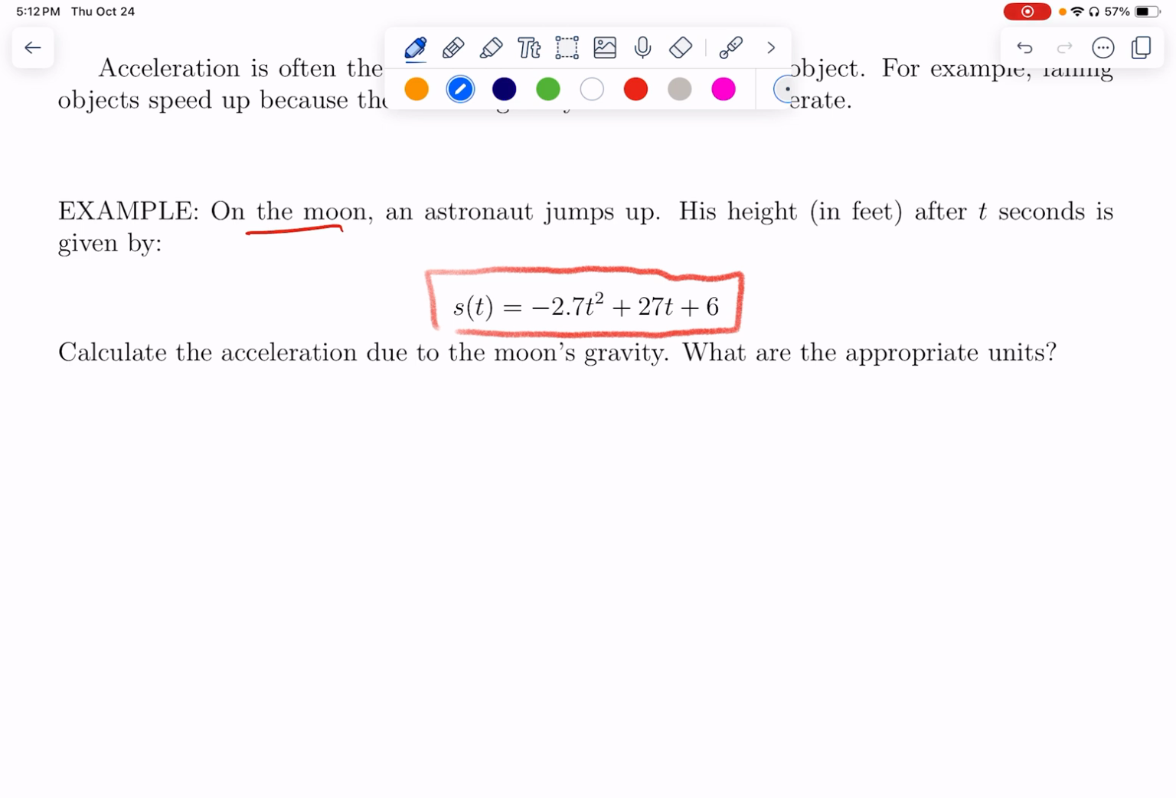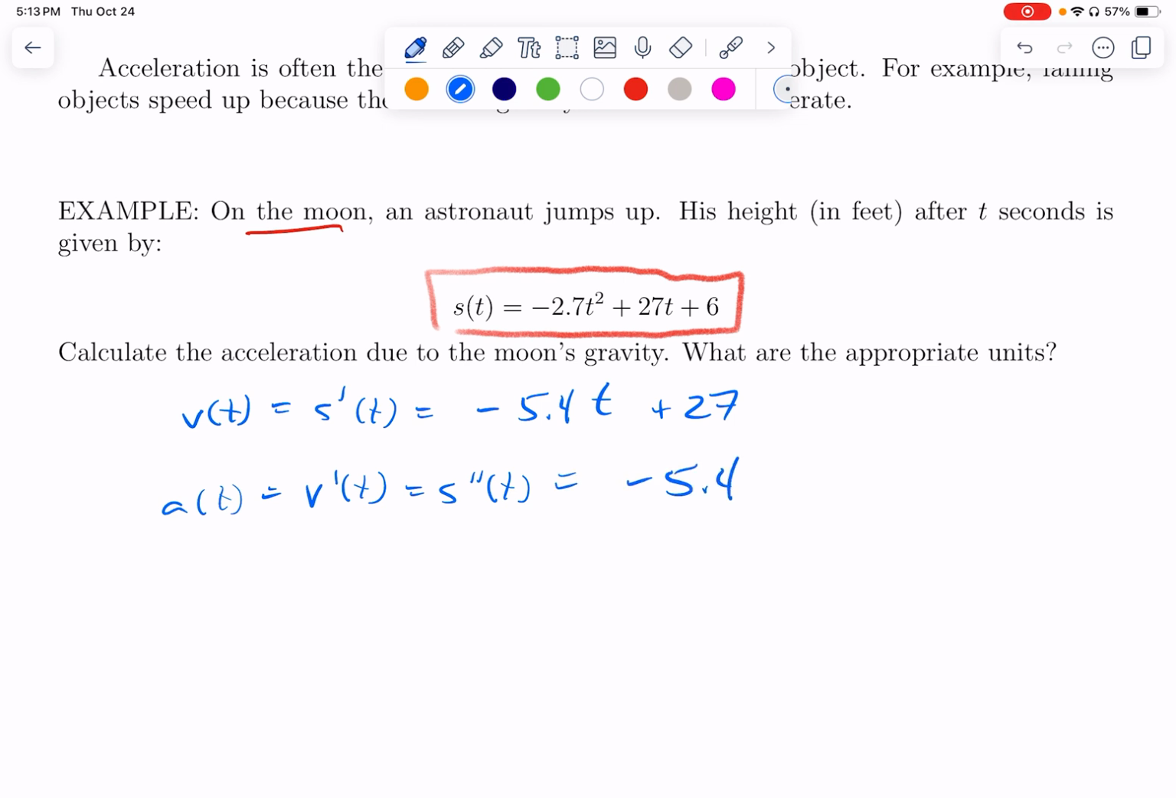Okay, so velocity is the derivative of this height function. So that would be negative 5.4t plus 27. And then acceleration would be the derivative of velocity. Second derivative of position, that's negative 5.4. So this number basically represents the acceleration due to gravity on the moon.